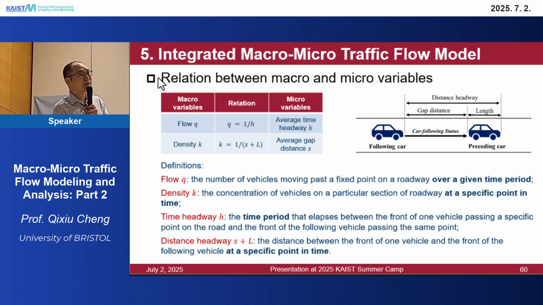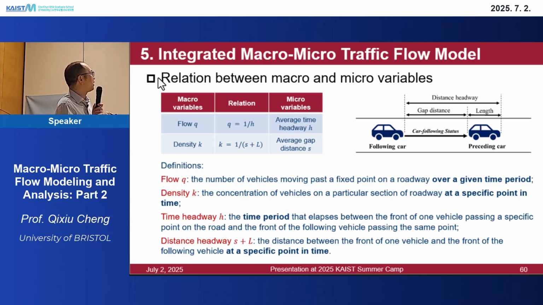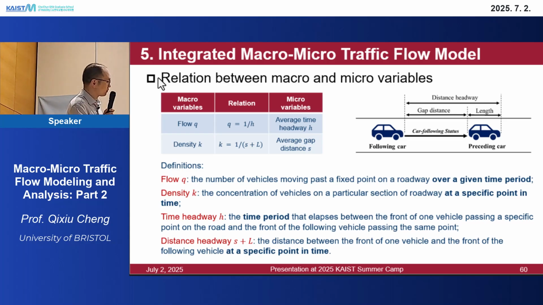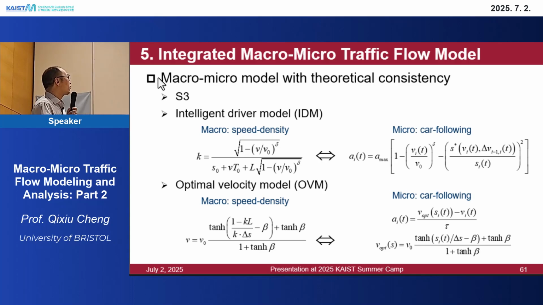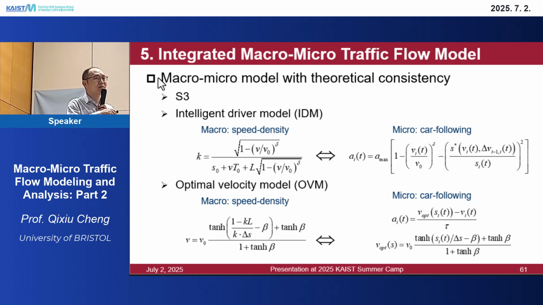Okay, based on these definitions, we have some relations from the macro model to the micro model. For the flow, it should be 1 over the average time headway. And for the density, it's 1 over the distance headway. So we have connections between the macro model and micro model. Of course, for S3, we just talked about it, it has a macro model and a micro model.